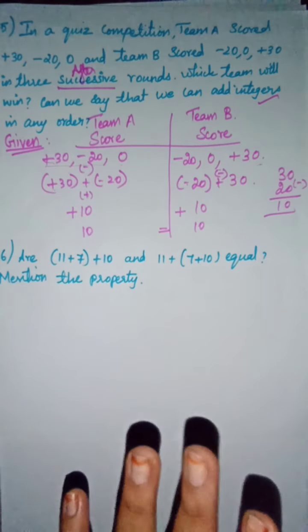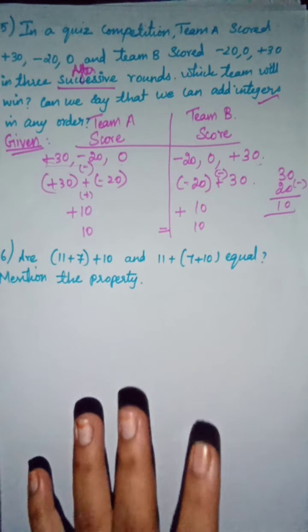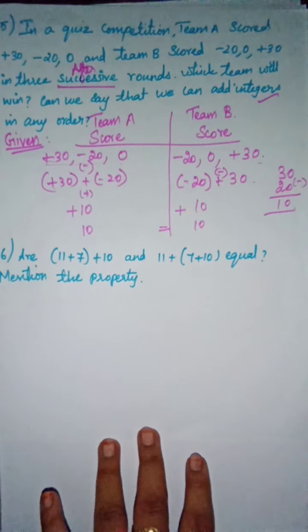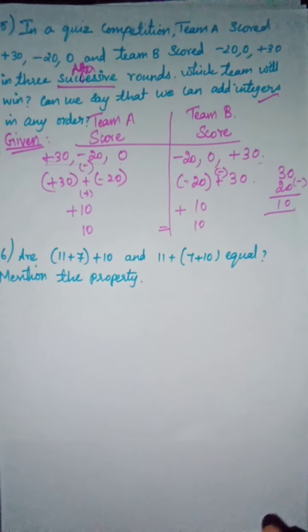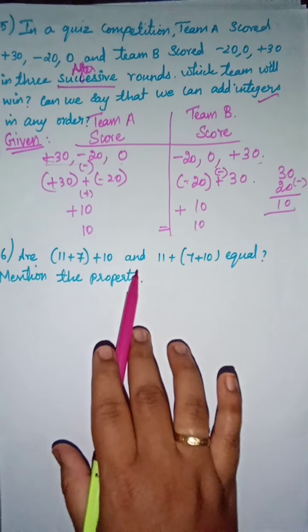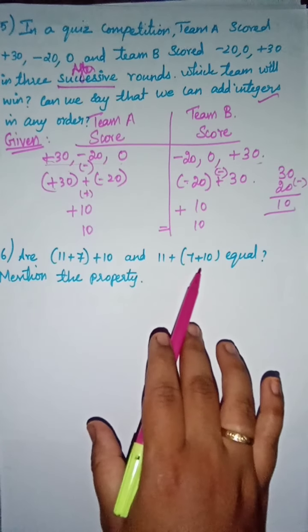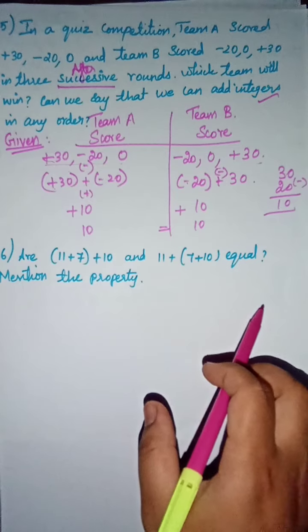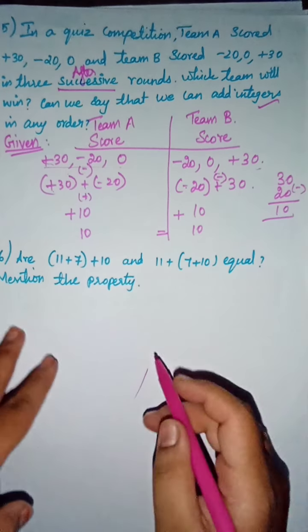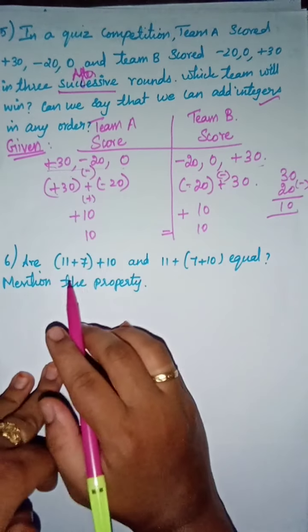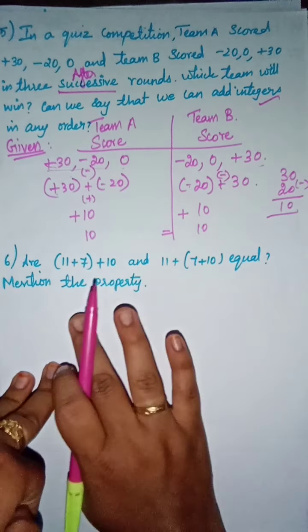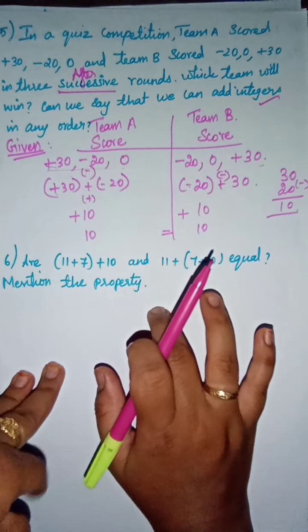Okay, clear? In the fifth question, did you understand, or can you understand what I am saying? Yes. Okay, next, the sixth question: 11 plus 7 plus 10 and 11 plus 7 plus 10, equal question mark. Mention the property. You can say just by seeing this itself, there are three variables. So when there are three variables, what is the property? What is the name of the property?